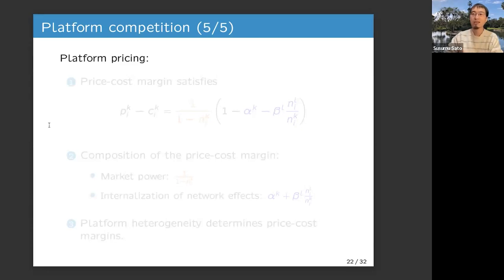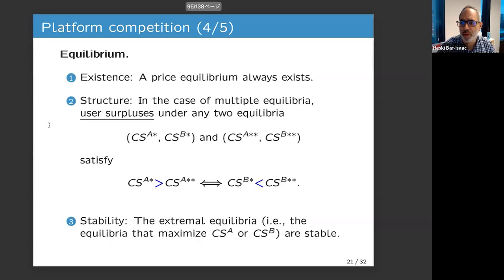Yes. So to be clear, there's no claim that the extremal equilibria are the only stable equilibria. There may be other stable equilibria? Yeah, there may be. Right. But we just talk about extremal equilibria. That's fine. Yeah, just to clarify. Yes. Yeah, thank you.